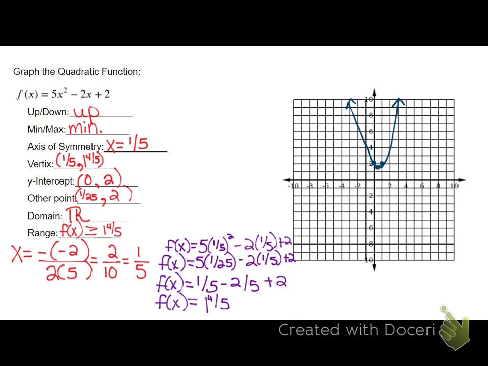Now, if you did this on your graphing calculator, it'd be so much easier to graph because it gives you those exact coordinates. But as long as you have something similar and it shows that it has a minimum and it opens up, you guys will be okay. Any questions? All right.